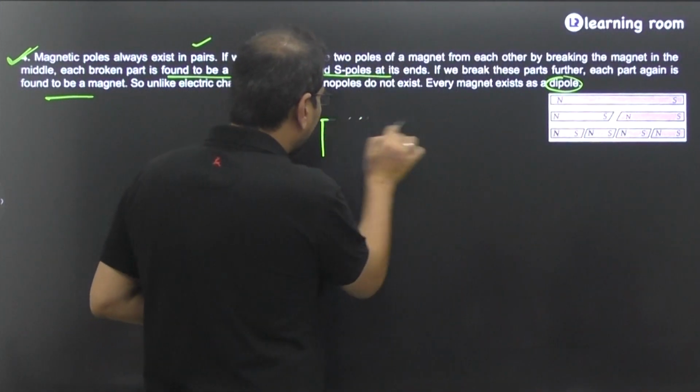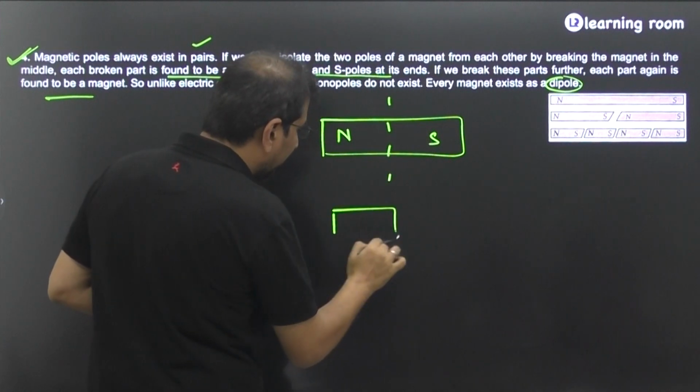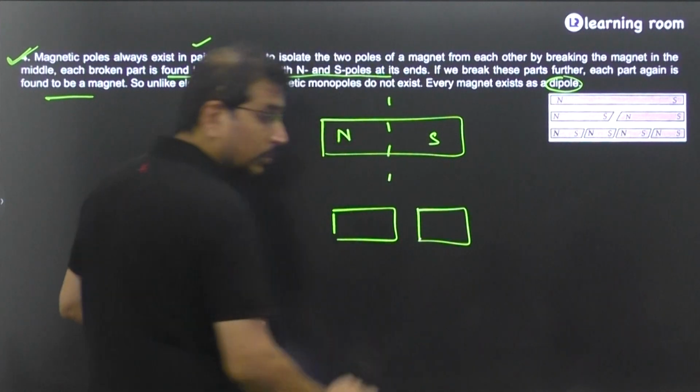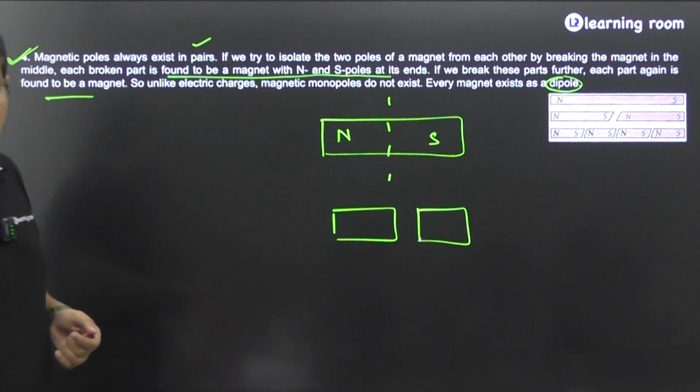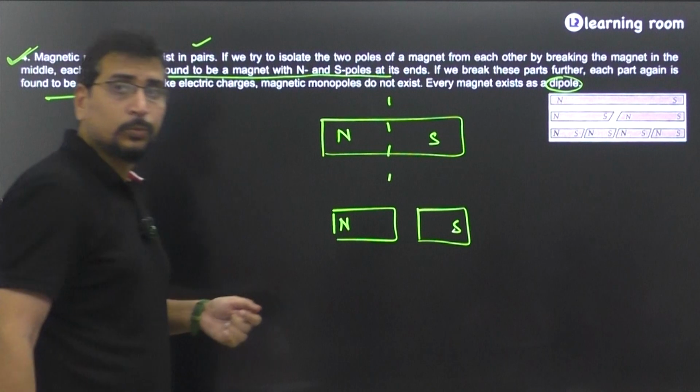So if this is how the magnet is going to be, north and south, if it is broken here, then this will be a small piece, this will be another small piece. Let's say you're breaking it into two equal parts. It is not like that this is going to be north pole and this is going to be south pole.